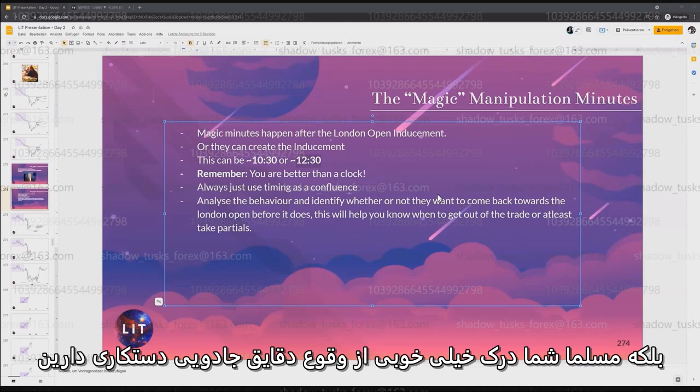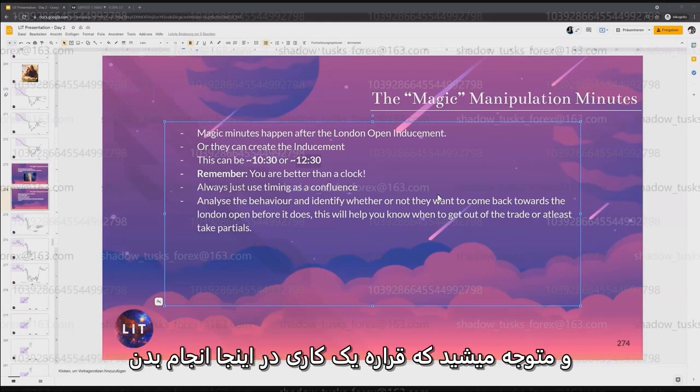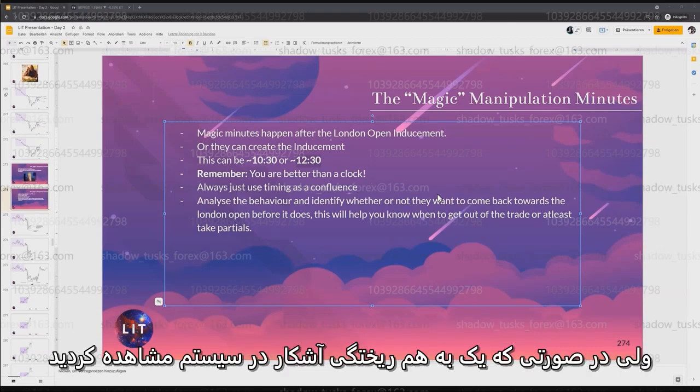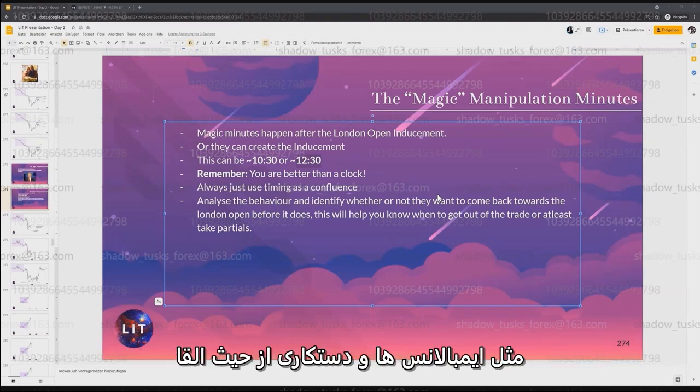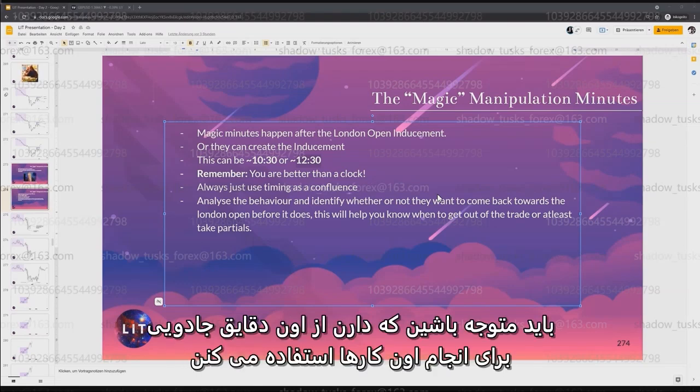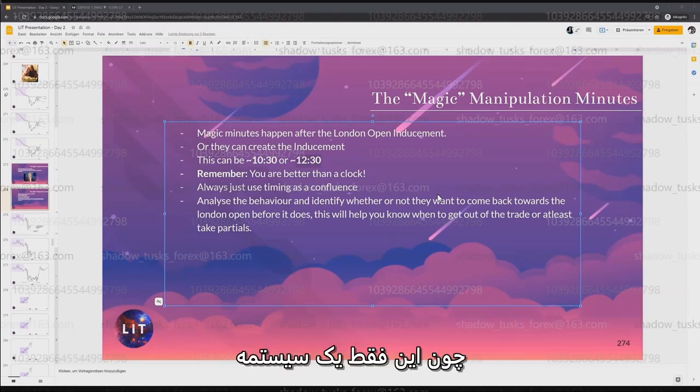Oh shit, now it's manipulation minutes. They're starting to do something in here. They don't necessarily need to do something. If they did everything in order, of course, there can be nothing there. But if you see a clear mess up in the system, like imbalances or pure manipulation in terms of an inducement, you should understand, oh shit, they're using those minutes for doing so. It's because it's just the system.